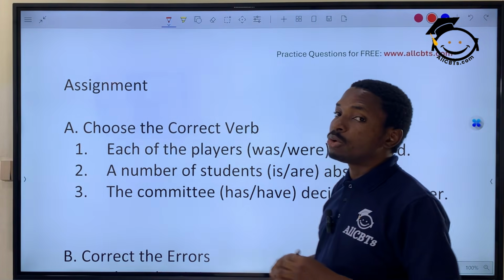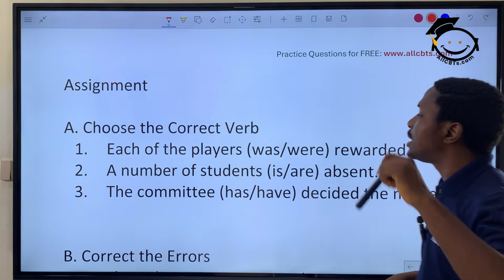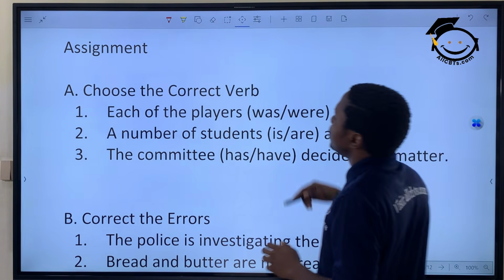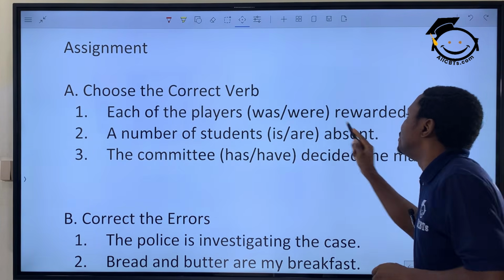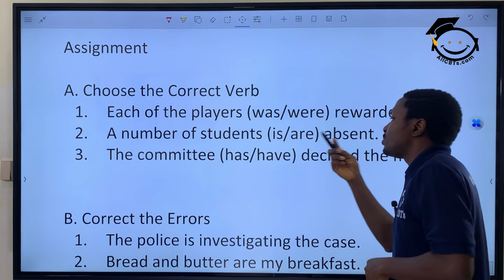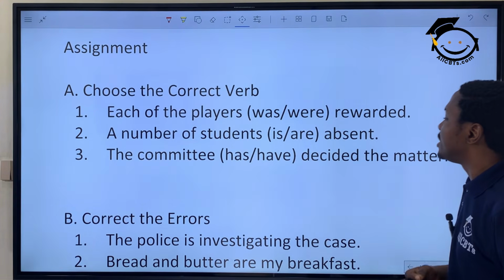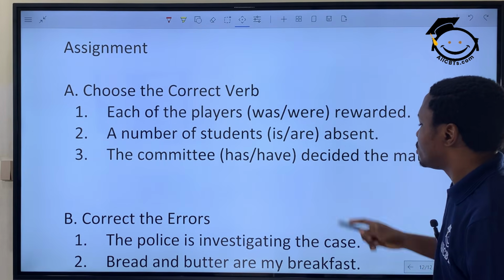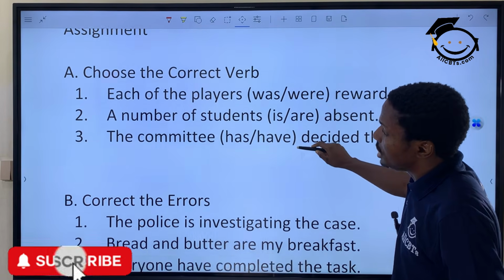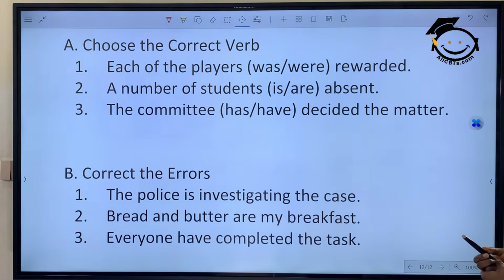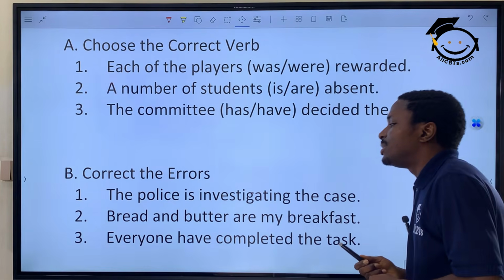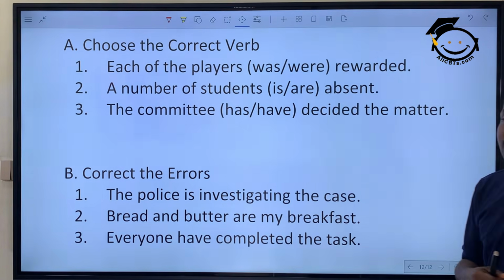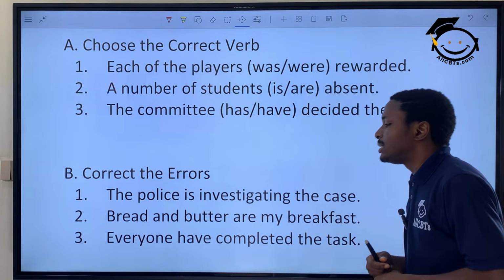Alright, then with that, we come to the end of the class. I have these few take-homes for you. Make sure you do it and submit it in the comment section. Choose the correct verb. Each of the players, which will it be, dash rewarded. A number of students, which of them. The committee at the dash decided the matter, which of them. And correct the forms. Something is wrong in these forms. You need to correct them. The police is investigating the case. What is wrong and what do you need to change there? Bread and butter are my breakfast. Everyone have completed the task.